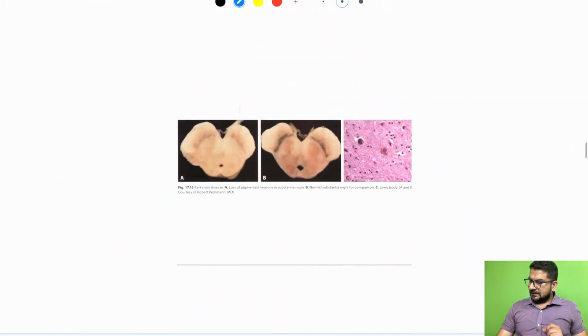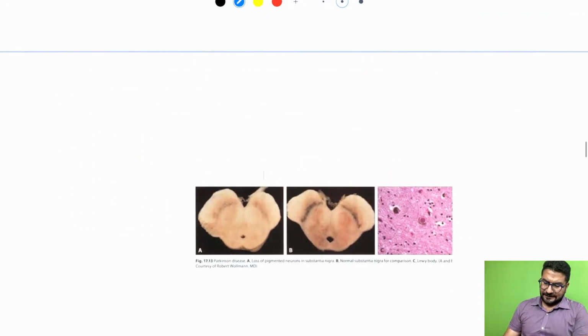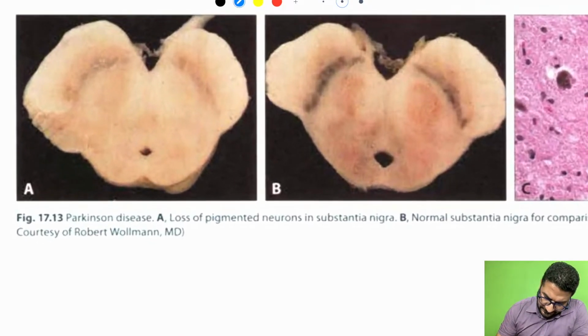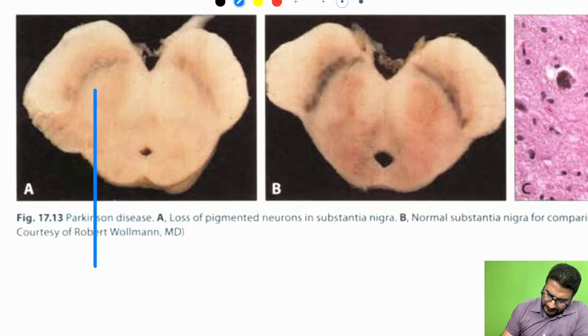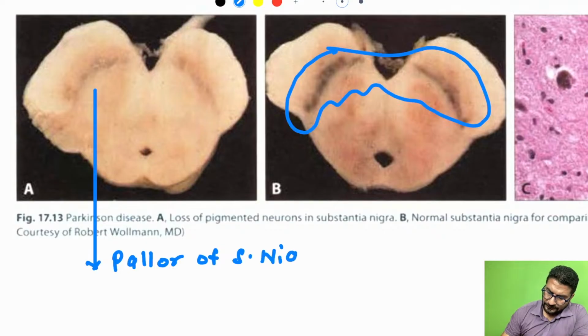Okay, now let's talk about a condition called Parkinson disease. Understand Parkinson, what type of question they ask you in exam. You can notice this is a person who is having a pallor of substantia nigra. Normal substantia nigra, nigra means black, it will look black in color. So here you can see pallor, or you can say depigmentation or loss of pigment.